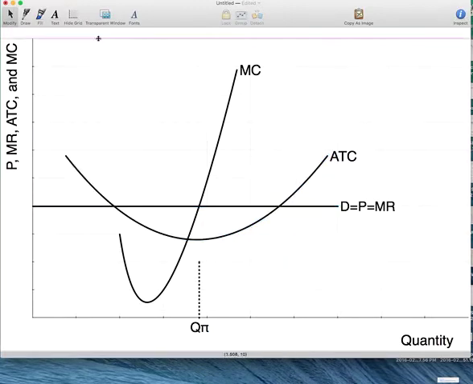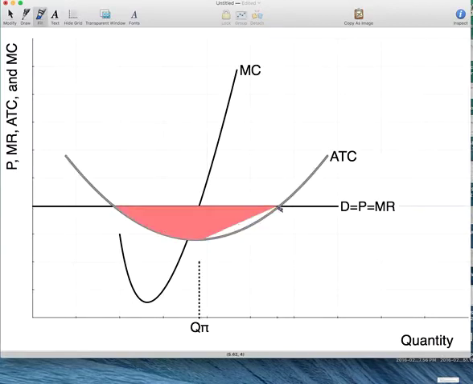So for example, let me actually highlight this for you. This region in here. All right, as long as we're between this point and this point here, this firm is going to be making a profit. So this firm has an area where it can make a profit.